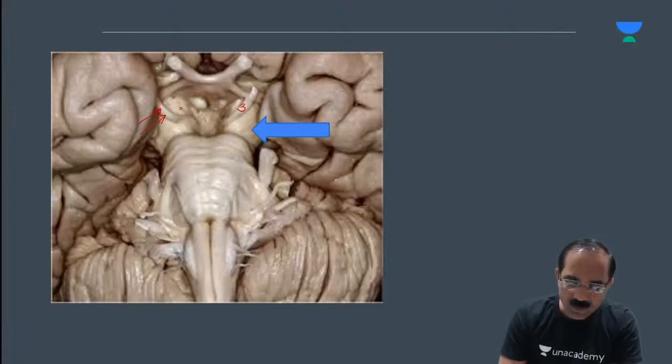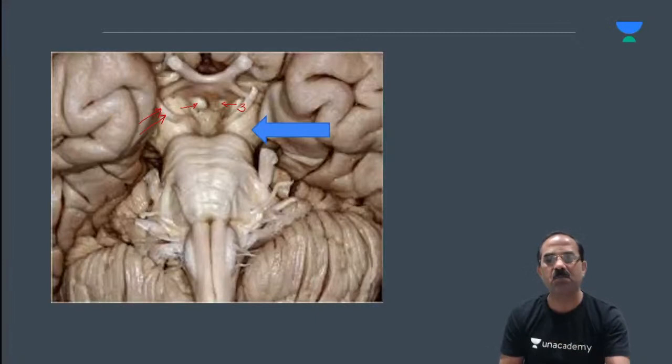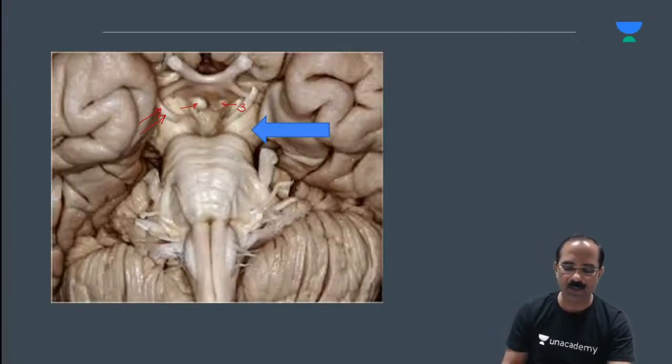What is this structure that I'm pointing now? This is what I was saying. What is this structure that I'm pointing now? That's the mammillary body. And what is this here?